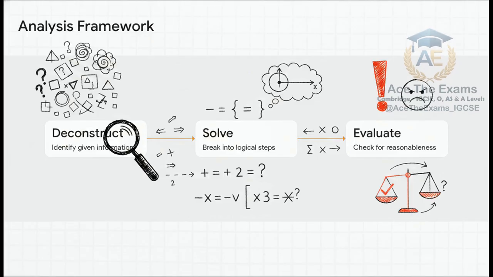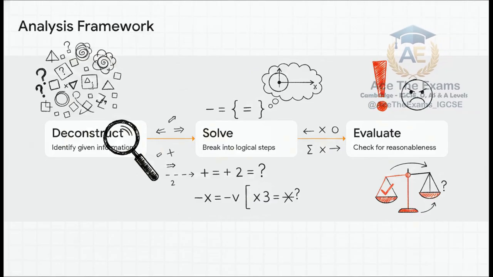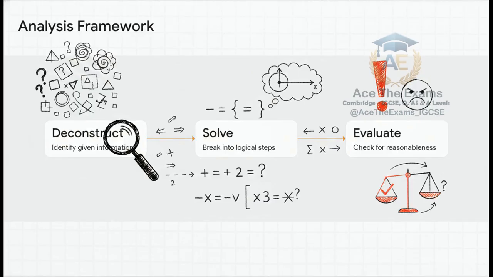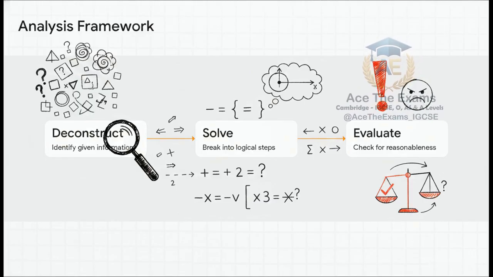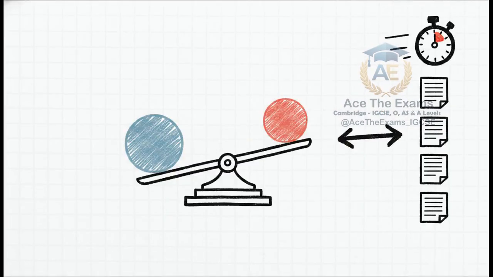To get full marks, you must deconstruct the problem on paper. You have to physically show the substitution of the linear equation into the circle equation. You have to explicitly show the expansion of the quadratic brackets. And you must show the factorization to prove exactly, beyond a shadow of a doubt, how you arrived at those coordinates. This brings us to a crucial concept: evaluative thinking.